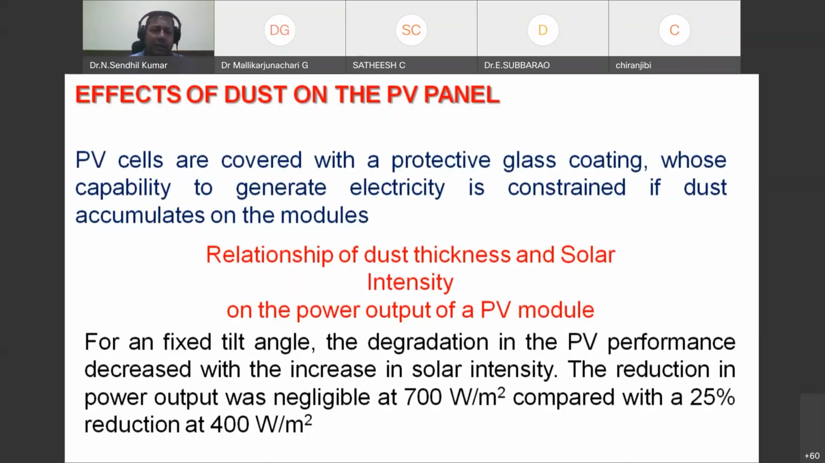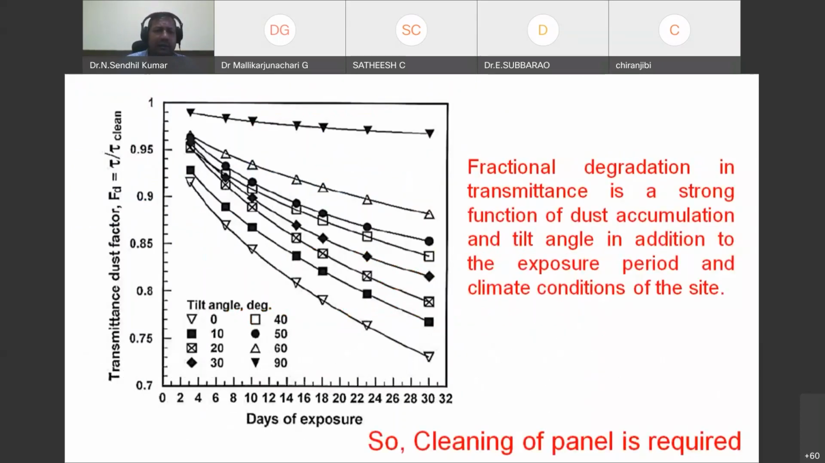They found that for different solar insolation, if the dust level is more, the decrease in the power production will also be more. That means for a greater amount of solar radiation falling, the decrease in efficiency will be less. At very low insolation, when less solar radiation falls on it, the efficiency reduction in the PV panel will be more. That is the relationship.